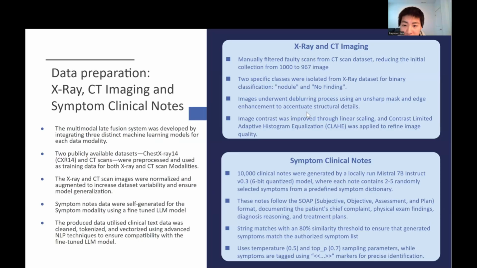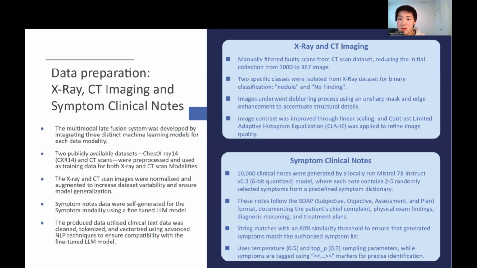For data preparation for the CT scan dataset, we first reduced the initial image collection from 1,967 images. For the X-ray dataset, we isolated two specific classes for binary classification. Both of these datasets then underwent an extensive preprocessing pipeline unique to their respective datasets. For the symptom dataset, we leveraged a 6-bit quantized Mistral 7B v0.3 model, generating 10,000 SOAP-formatted clinical notes. Each note contains 2 to 5 symptoms validated against our dictionary at an 80% threshold.